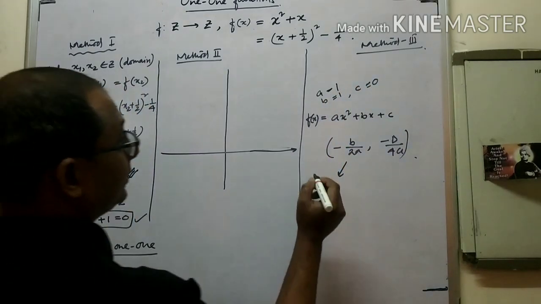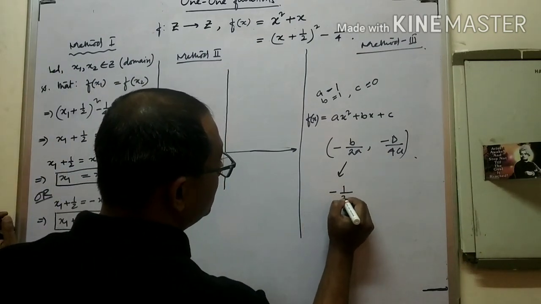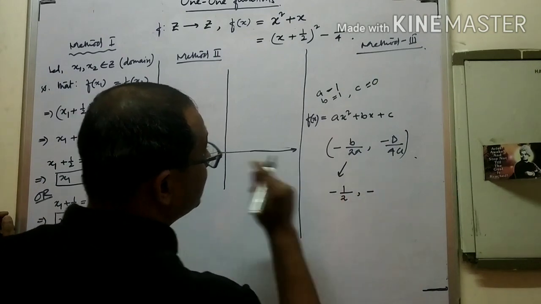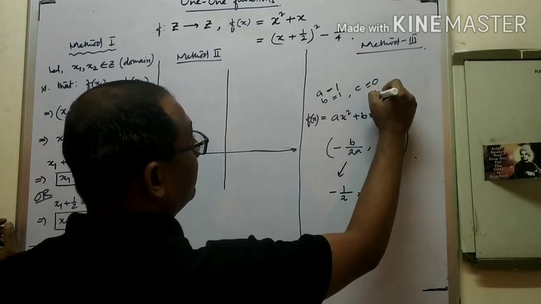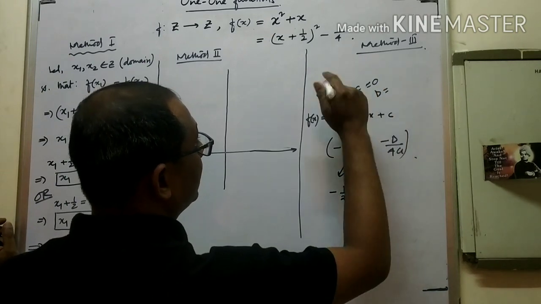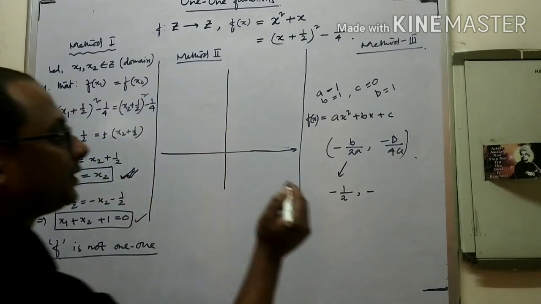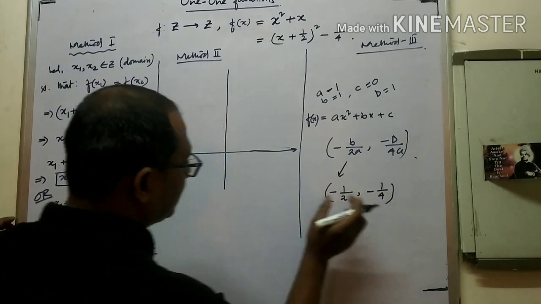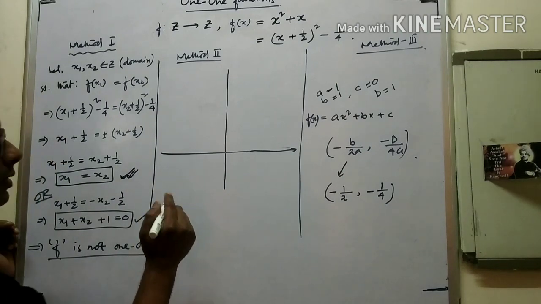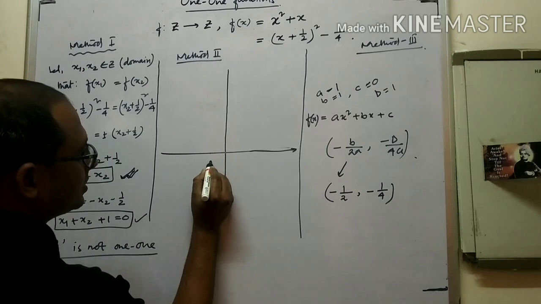So minus b by 2a is minus 1 by 2, and minus D by 4a. D is the discriminant, D equal to b square minus 4ac. So b square is 1, minus 4ac equal to 0, so minus 1 by 4. So this is the vertex: minus 1 by 2, minus 1 by 4, somewhere in here.